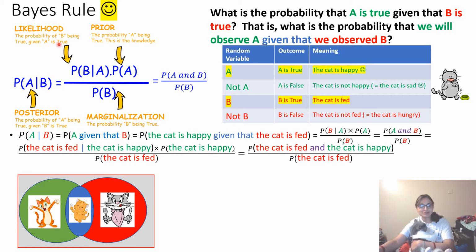So basically what we're going to look at here is the probability. This is the posterior and we have a prior.